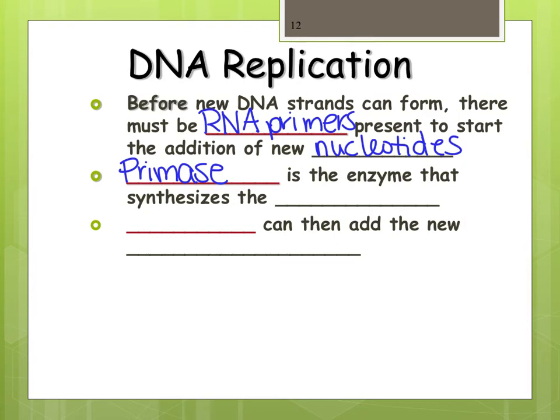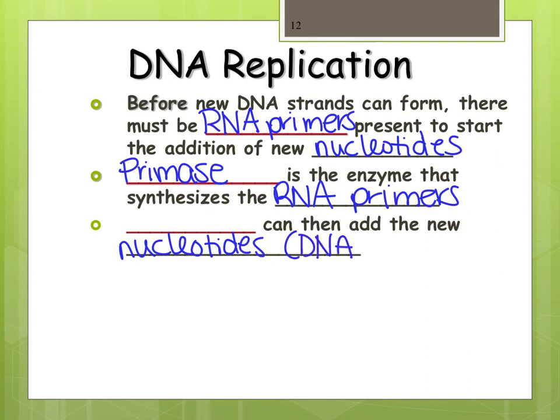Yeah, that's what I just said. And then primase comes along, and it's going to lay down our RNA primers for a point of attachment of our new nucleotides. Primase is going to synthesize the RNA primers, which are just RNA nucleotides. Finally, we're going to then add the new nucleotides. Our new nucleotides are going to be DNA, so we need an enzyme that's going to do that. We're forming a big DNA strand, so we're taking many nucleotides and putting them together.